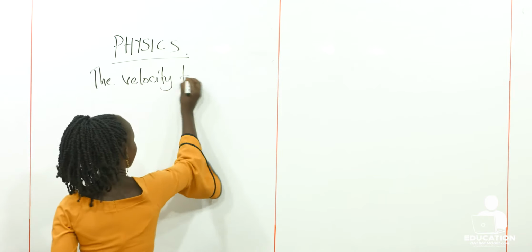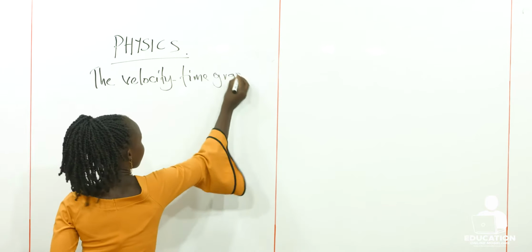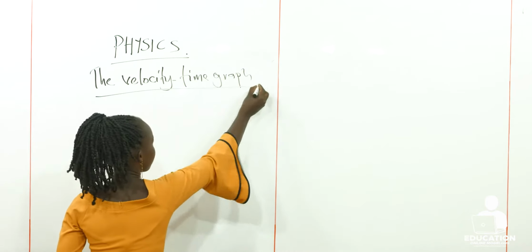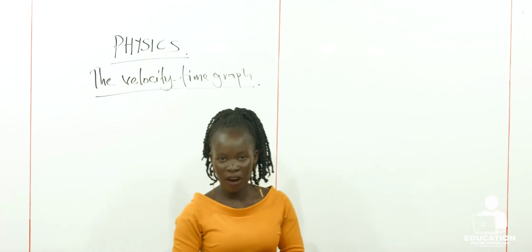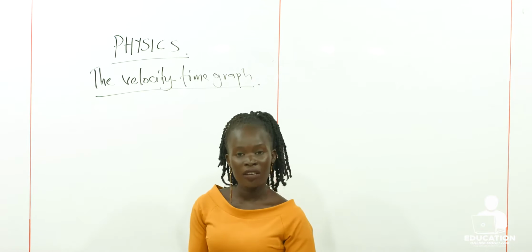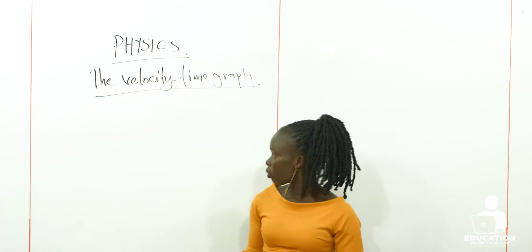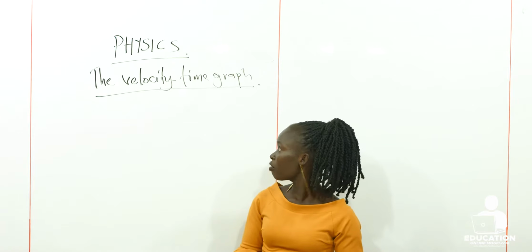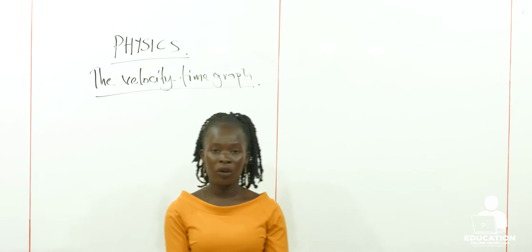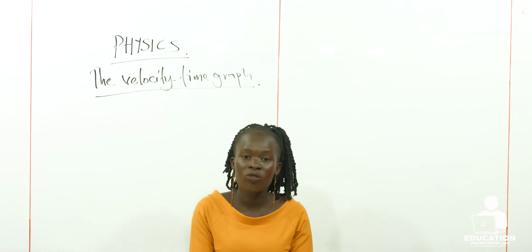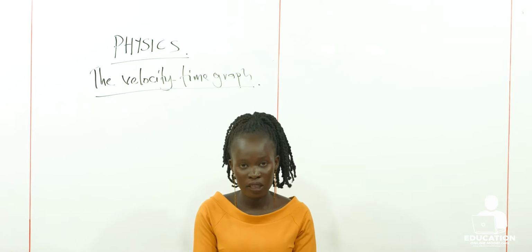Velocity time graph. So how is this velocity time graph? What are the features of this velocity time graph? When you look at a velocity time graph, it shows the speed with which an object is moving and in what direction the object is moving in a given time interval.